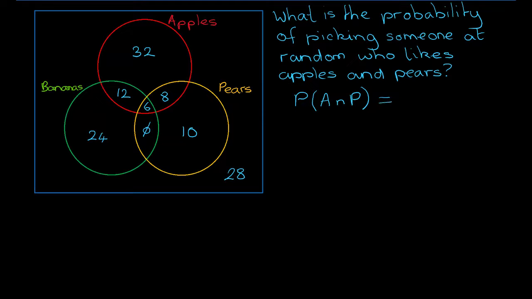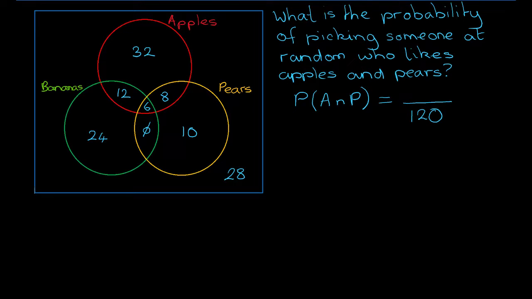So to do this, we need a fraction for a probability. So the bottom of our fraction will be the universal set. So we need to add up all of those numbers. So we've got 32, 28, that's 60, plus 10 is 70, plus 24 is 94, plus the 6 is 100, and 12 and 8 make 20. So altogether we've got 120 to go on the bottom.